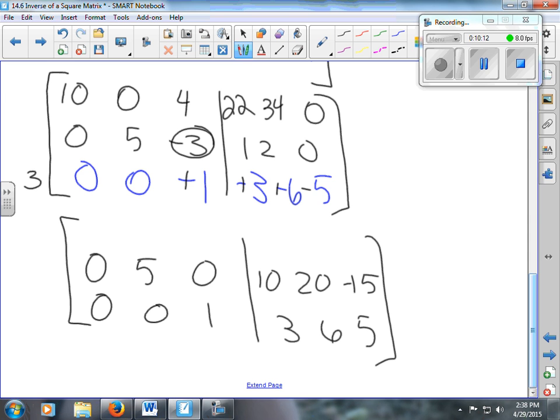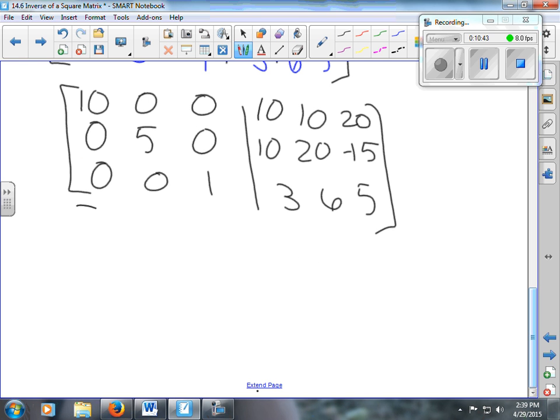And now to get rid of the 4 in the row 1, I'm going to need to multiply row 3 by negative 4 and then add. So 10 plus 0 is 10, 0 plus 0 is 0, 4 plus negative 4 is 0, 22 minus 12 is 10, 34 minus 24 is 10, and 0 plus 20 is 20. So it's looking like these are going to reduce very nicely.